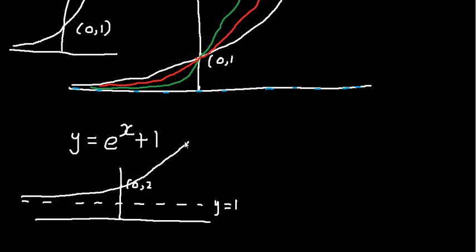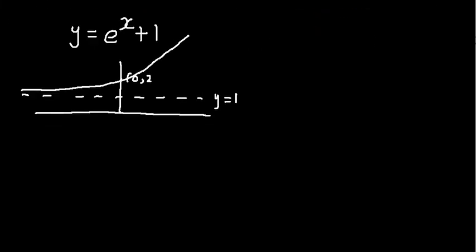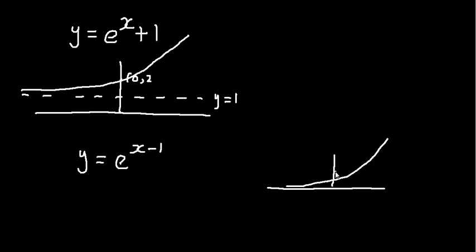So that graph looks like that. Okay, good. So you can do all sorts of transformations to this. So if you did y = e^(x-1), what would that look like? That basically shifts the whole graph to the right by 1. So that point there where you had (0, 1) would now be here at (1, 1), because you shift the whole graph by 1.